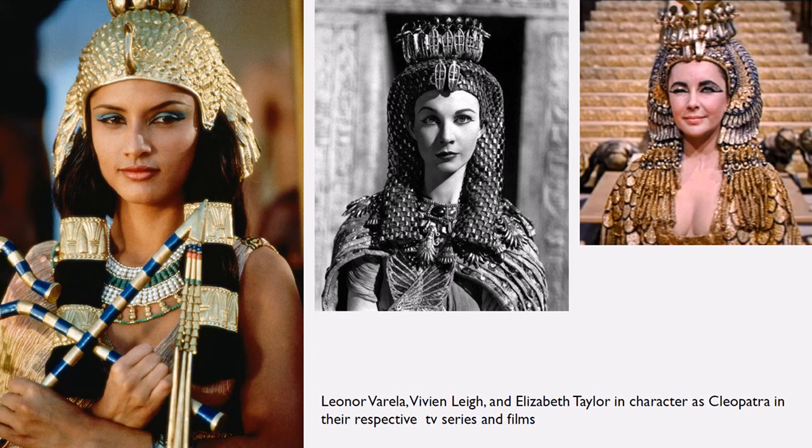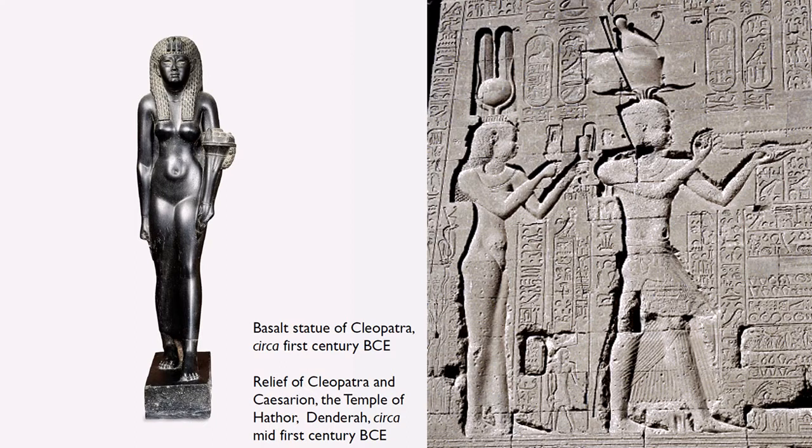Her surviving portraits come in several different styles. These very much depend on how she was presenting herself and to whom she was presenting herself. So, at home in Egypt, her Egyptian portraiture is very traditionally Egyptian. So we've got some examples up here.